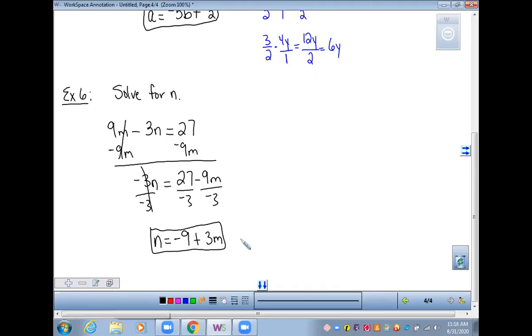Technically, if you wanted to, you could rewrite this. I'm not saying you had to, but you could. This is the same as saying 3m minus 9, right? I just changed the order of those two on the right-hand side. Again, I'm not saying you have to, but you could do that if you wanted to.